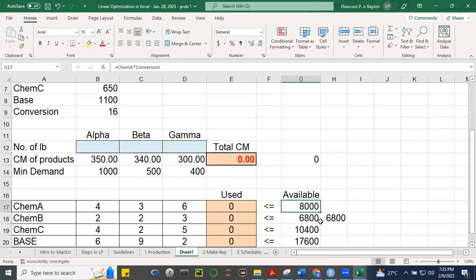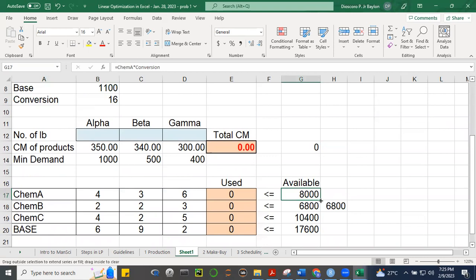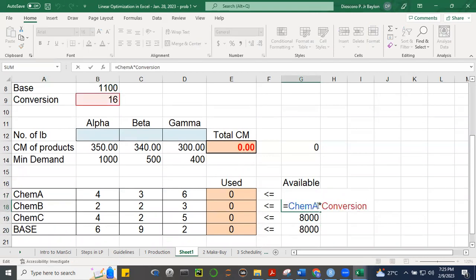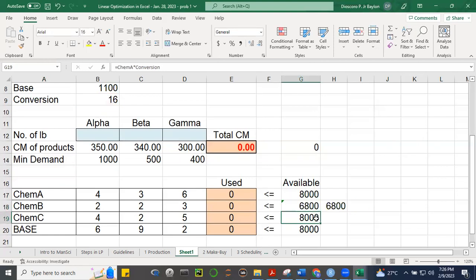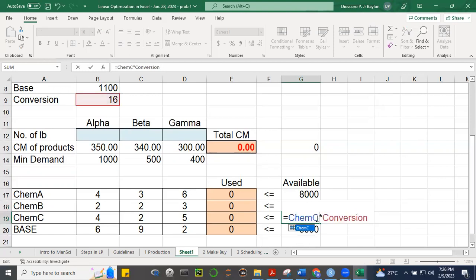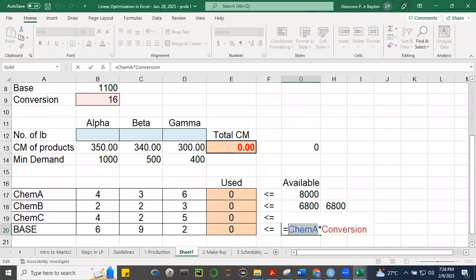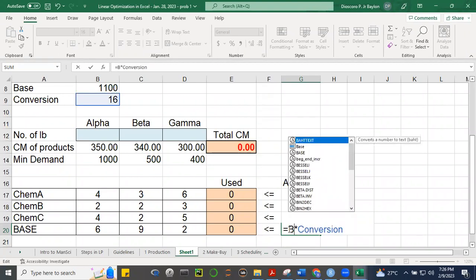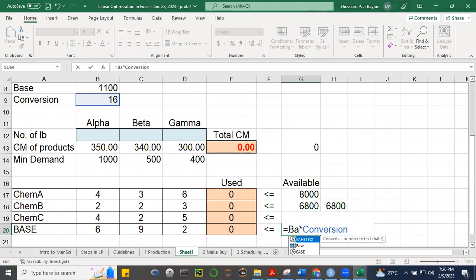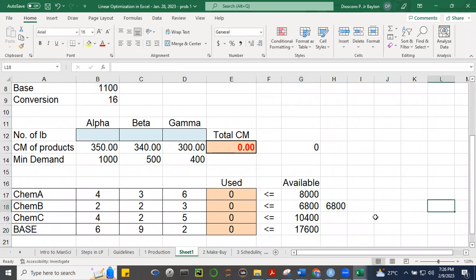The disadvantage of this is you cannot copy this, because if I copy this, the names will be fixed. It will still be chemical A times conversion. So let me just change this to chemical B, and then this is chemical C times conversion. The conversion is fixed, and then this is my base. If I type B and then A, I notice that here I have the base, so I don't actually have to type everything there.